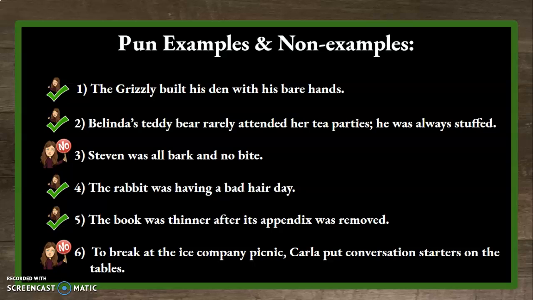That's actually an idiom. The phrase all bark and no bite means that you might seem very intimidating and mean and angry, but you're not actually that kind of person.